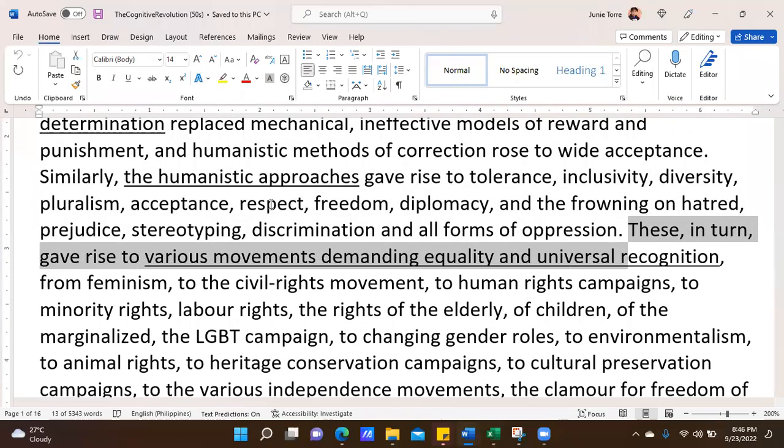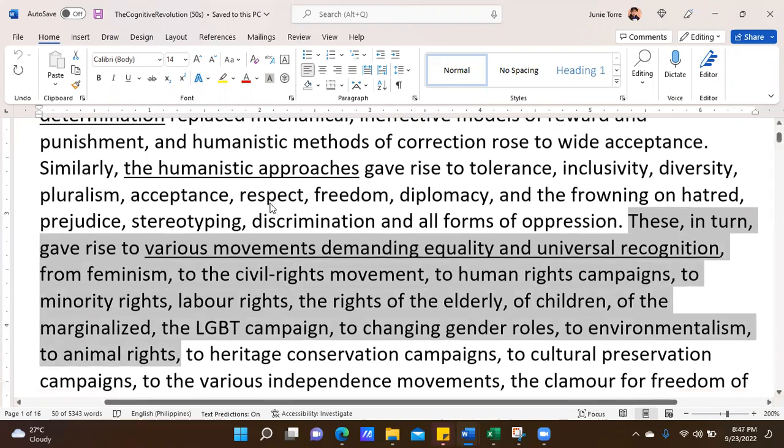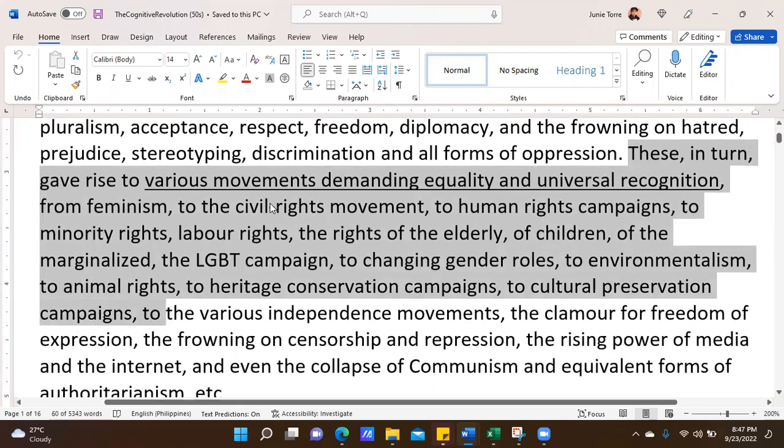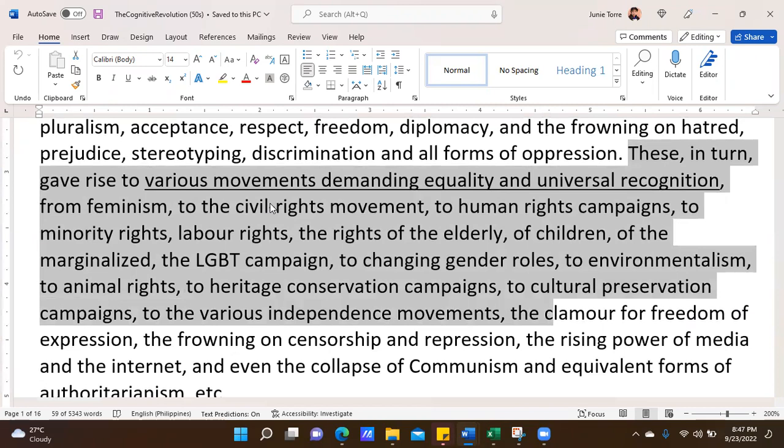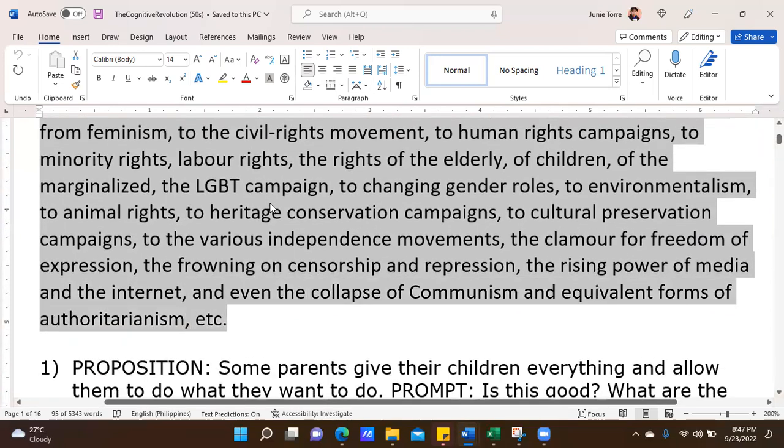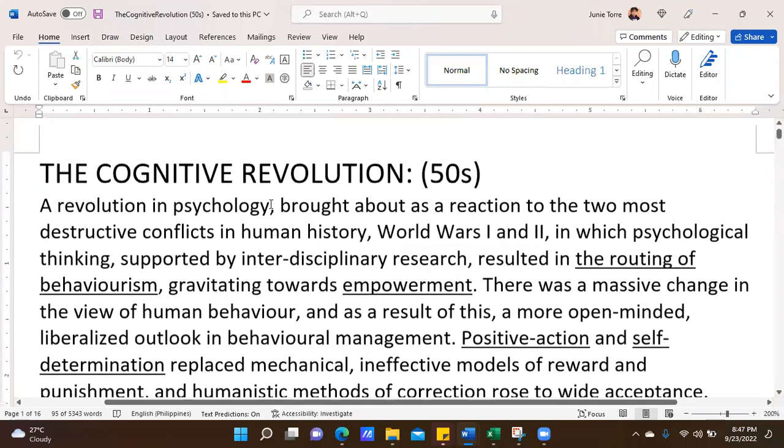These in turn gave rise to various movements demanding equality and universal recognition, from feminism to the civil rights movement to human rights campaigns, to minority rights, labor rights, the rights of the elderly, of children, of the marginalized, the LGBT, to changing gender roles, to environmentalism, to animal rights, to heritage conservation campaigns, to cultural preservation campaigns, to the various independence movements, the clamor for freedom of expression, the frowning on censorship and repression, the rising power of media and the internet, and even the collapse of communism and equivalent forms of authoritarianism. That is the cognitive revolution.